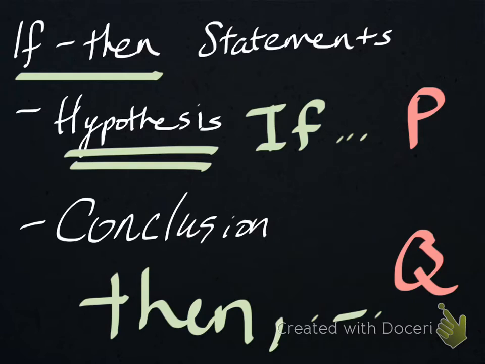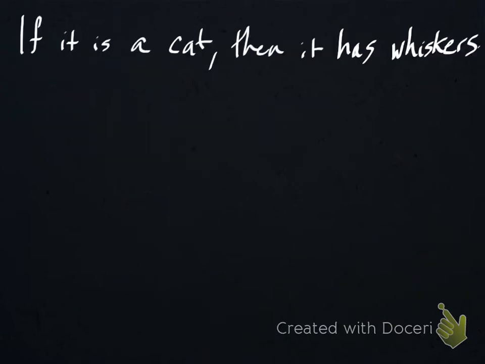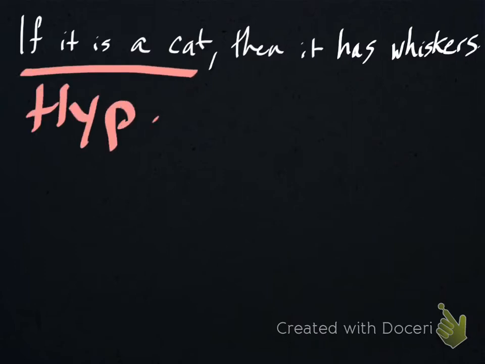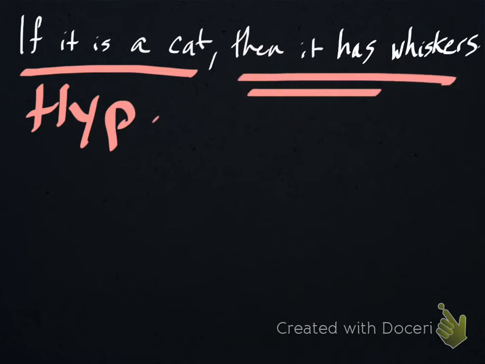So let's look at one that's not mathematical, just to wrap our heads around what a conditional statement is and break it apart into its real underlying meaning. Here's one. It says, if it is a cat, then it has whiskers. Think about what it's saying, what it's not saying, whether it's true, whether it's false. Let's break it down. This portion right here would be called the hypothesis. And this portion over here would be the conclusion.